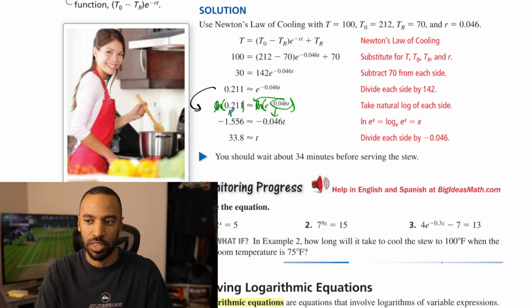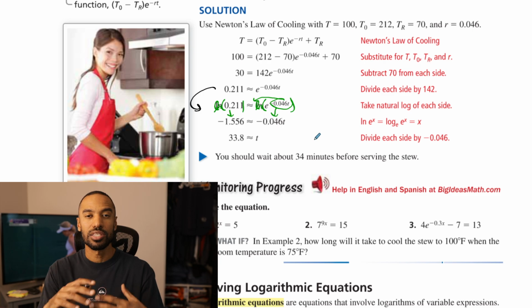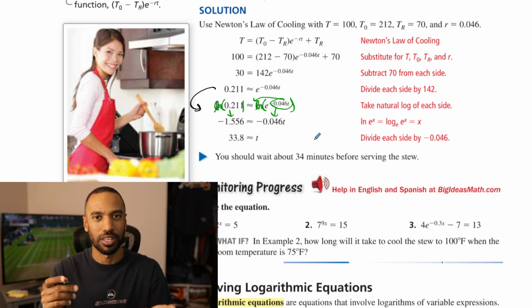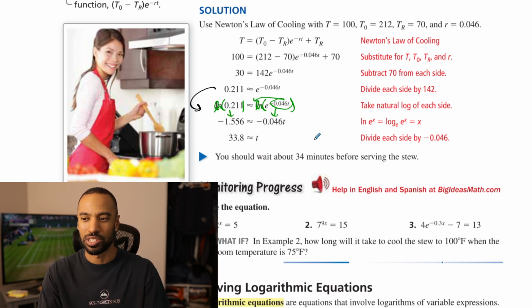And here you have whatever the natural log of 0.211 is. Then you divide both sides by negative 0.46. This is the way that we solve exponential equations. This is why logarithms exist as a function. Your calculator is very aware of how to log, how to raise things to certain powers and get your numbers. And this is what we're going to do.